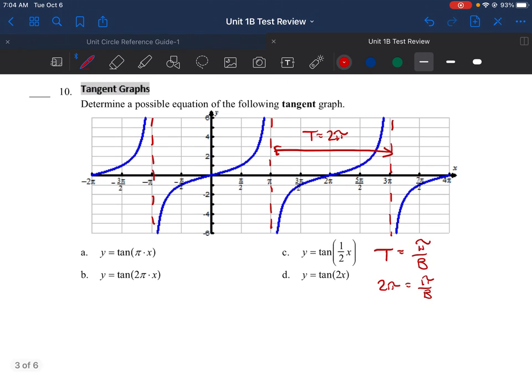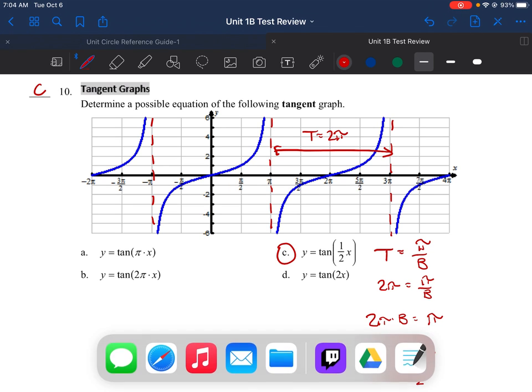So multiply b on both sides of the equation. I get 2 pi times b equals pi. Solve for b, we can divide both sides by 2 pi. So b equals pi divided by 2 pi. The pi's would cancel, leaving a 1 on top and the 2 on the bottom. So b equals 1/2. So the only answer choice with a b term of 1/2 is answer choice C.